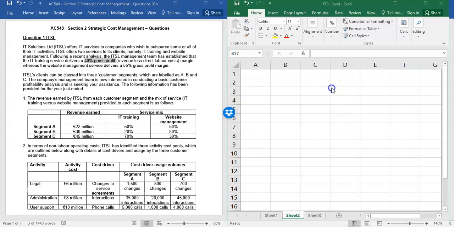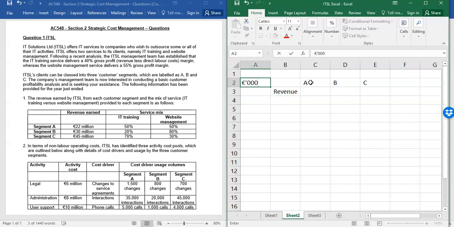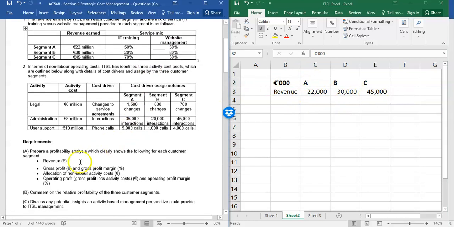So we'll just draw out those three: segment A, B, and C. The revenue is quite straightforward. It's given in the question. And just for simplification, we're going to drop the last three zeros to make it easier to fit on the page. So the revenue here is 22 million, so we'll put 22,000, 30 million, 30,000, and 45 million, 45,000. So all we're doing is dropping the last three zeros to make it easier to present. So that was your first thing, revenue.